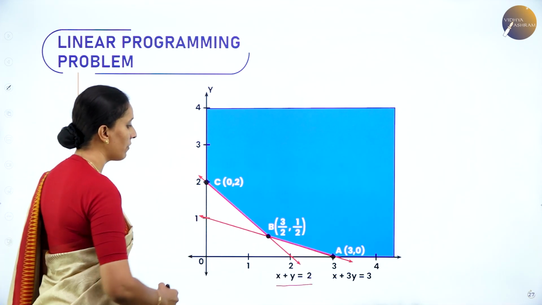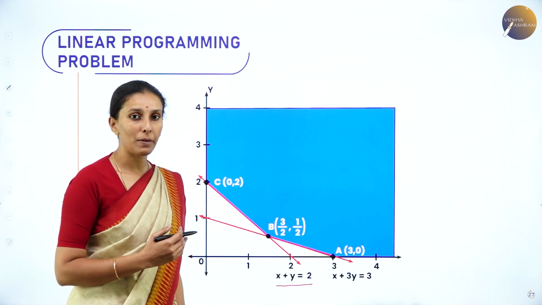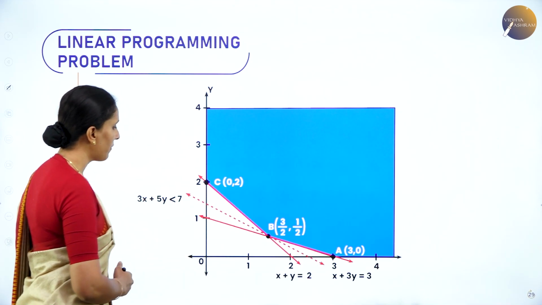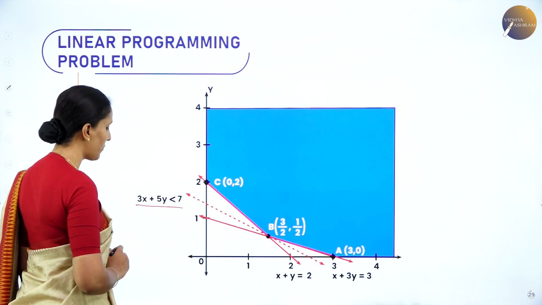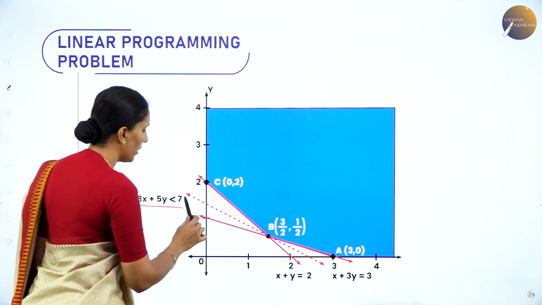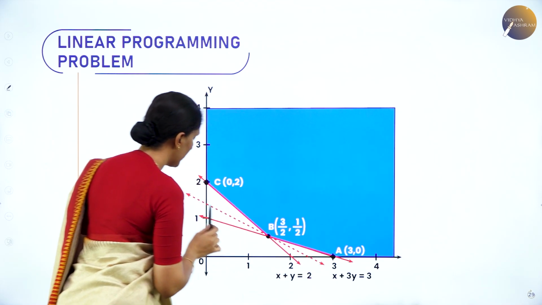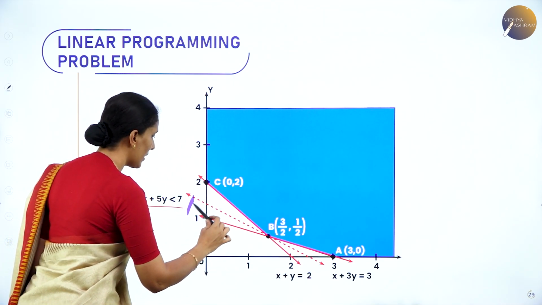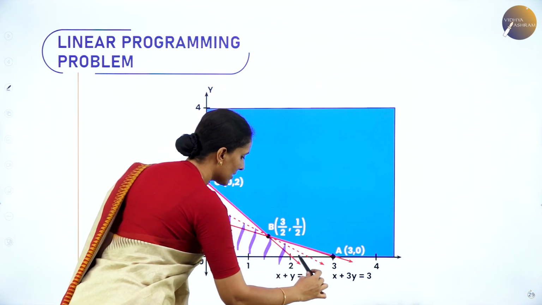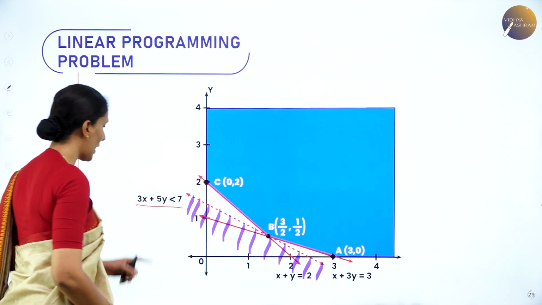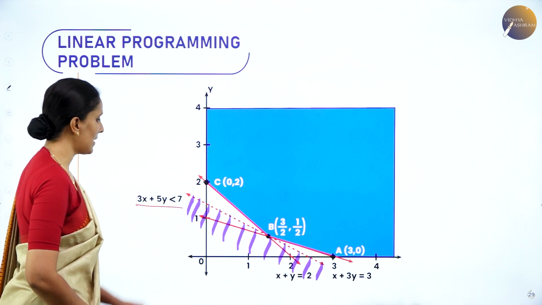Once you draw the line 3x plus 5y less than 7, the graph contains one more line, which is this 3x plus 5y less than 7. The region below the line will act as the feasible region for the line 3x plus 5y less than 7.